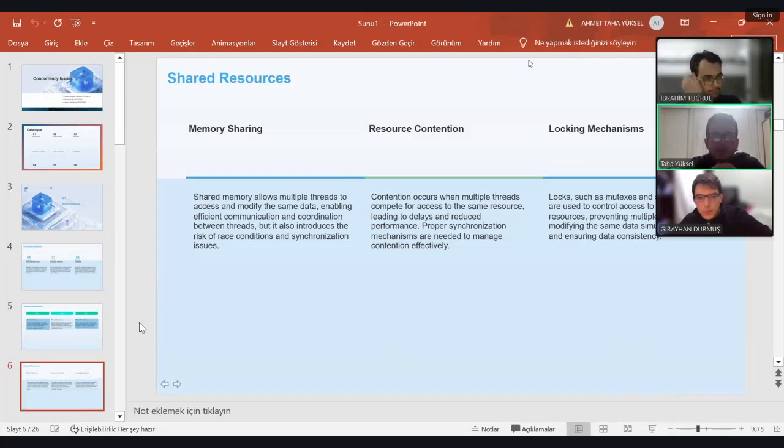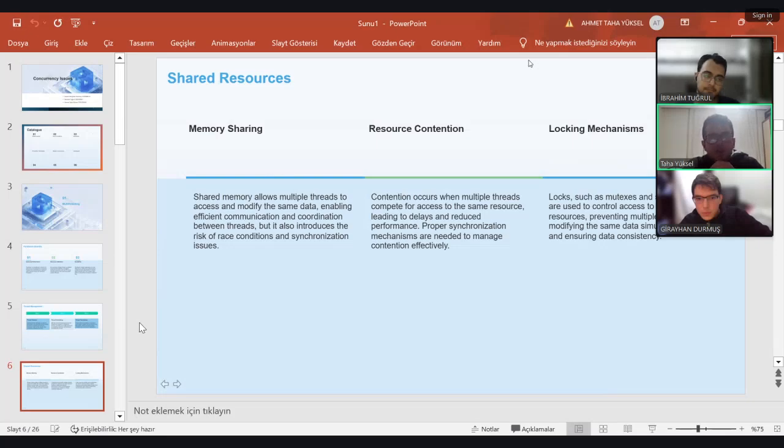Shared resources. Memory sharing. Shared memory allows multiple threads to access and modify the same data, enabling efficient communication and coordination between threads, but it also introduces the risk of race conditions and synchronization issues.